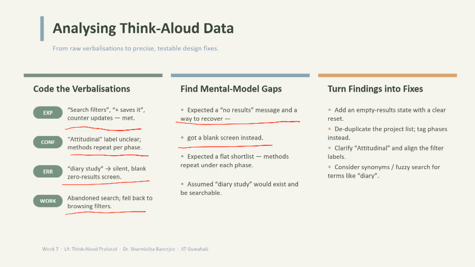They got a blank screen instead. So that's where the mental model was broken. They expected a flat shortlist, but methods repeat under each phase when I was in the project phase. They assumed that diary study would exist and be searchable. That was yet another mental model, that if I go to the search, I can go and search for it.